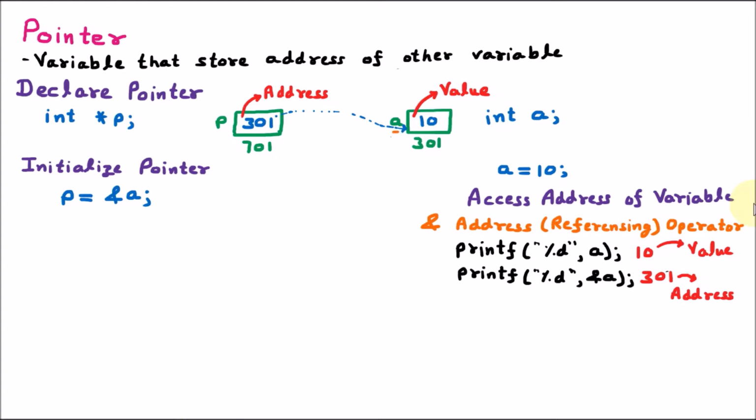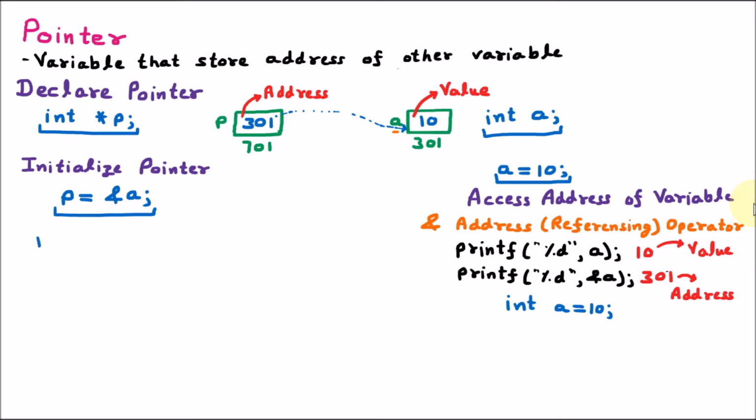Whenever we write the program, sometimes we write these two lines. The first line is int A, which is the declaration, and A is equal to 10, which is the initialization. Together, sometimes we write simply int A is equal to 10, which has the same meaning. Similarly, in the pointer, we can combine these two lines: int *P, which is the pointer declaration, and P is equal to address of A, which is the pointer initialization.